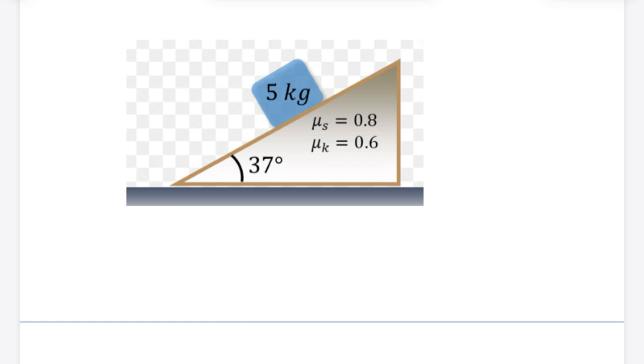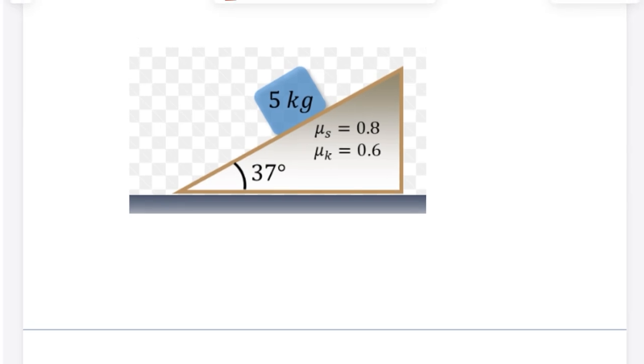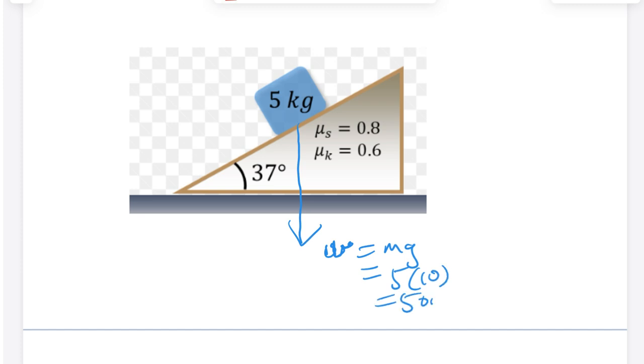Okay, so let me get a pen. Okay, so let's draw the forces on this object. We got weight pointing downwards. The weight equals mg, the acceleration due to gravity. So the weight equals 5 times 10 is 50 newtons.